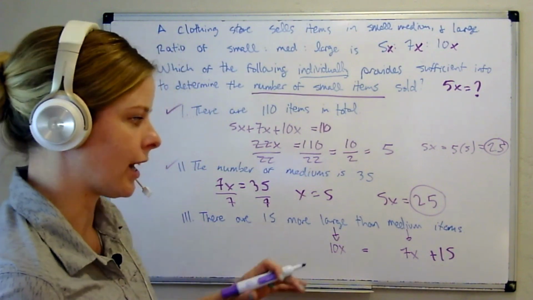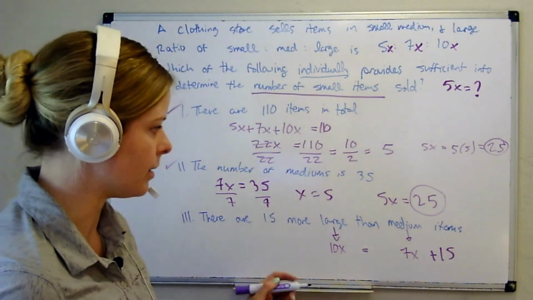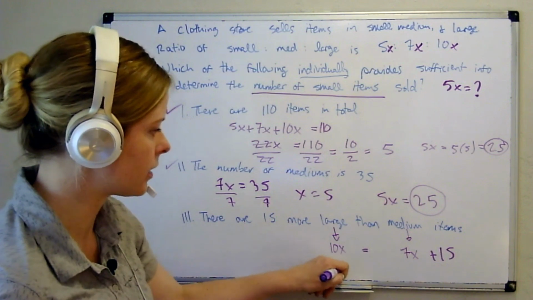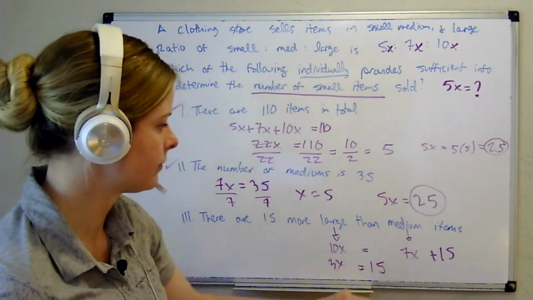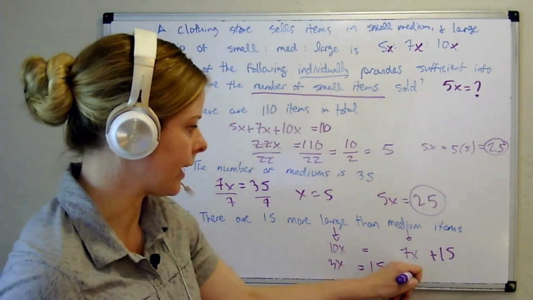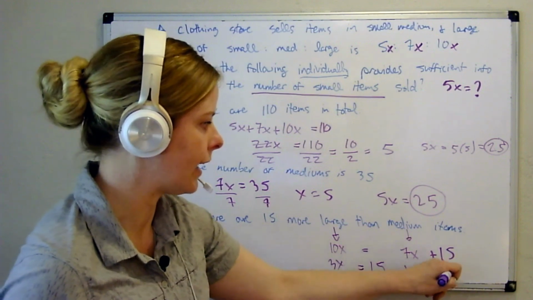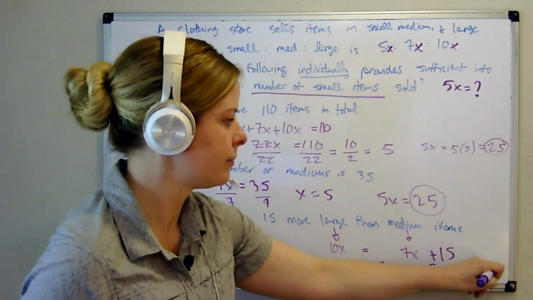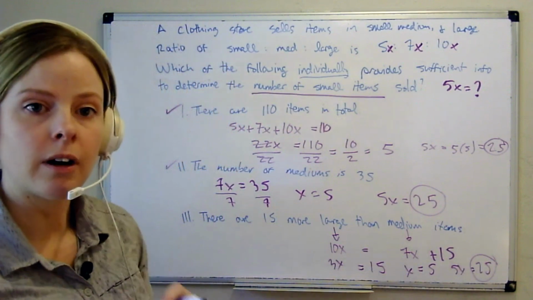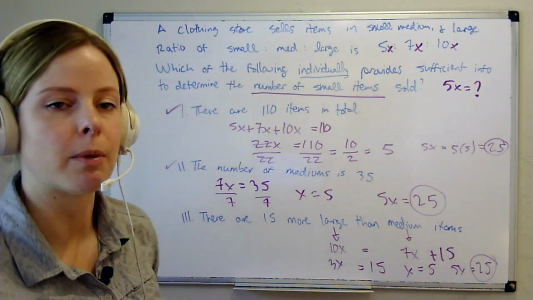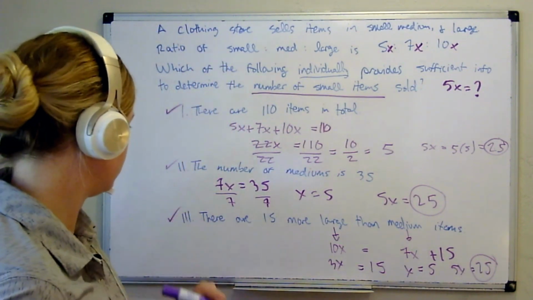And then again, we've just got one equation, one variable. Let's go ahead and subtract 7x. You get 3x is equal to 15. And divide out your 3, we get x equals 5. And again, 5x is equal to 25. So statement 3 alone is also sufficient to solve for my number of small items, and we will go with that.